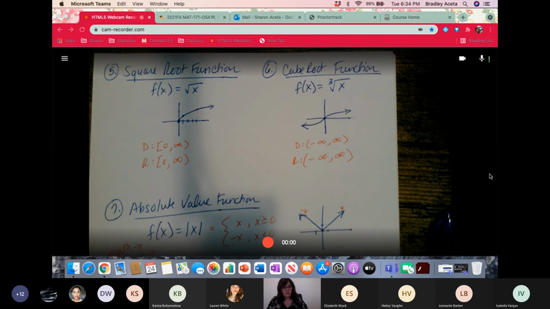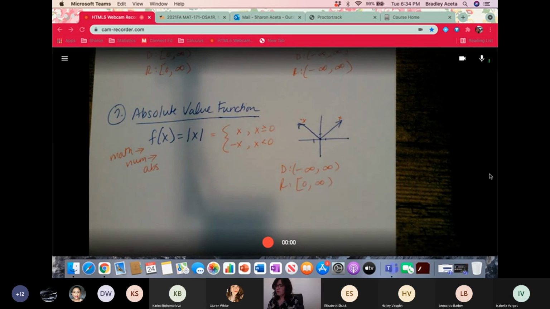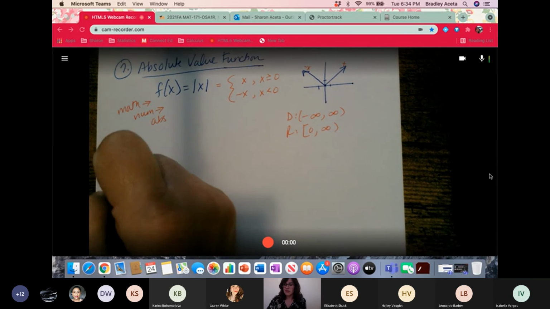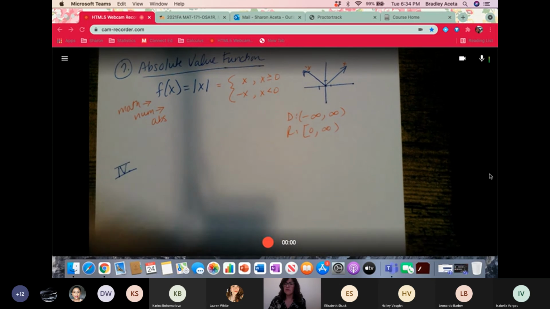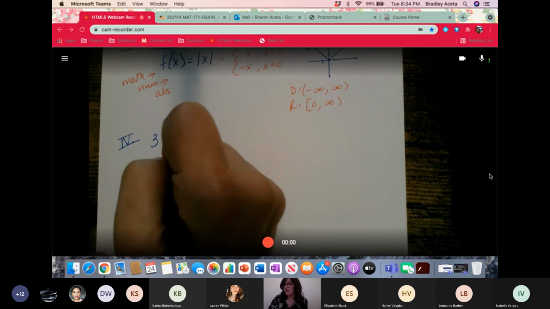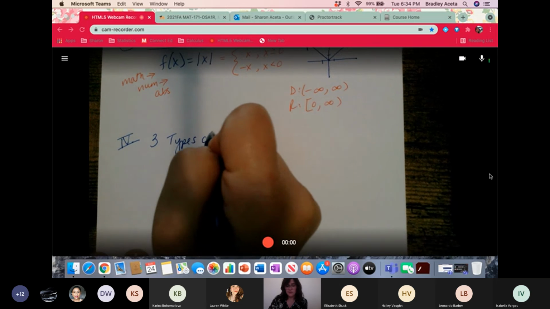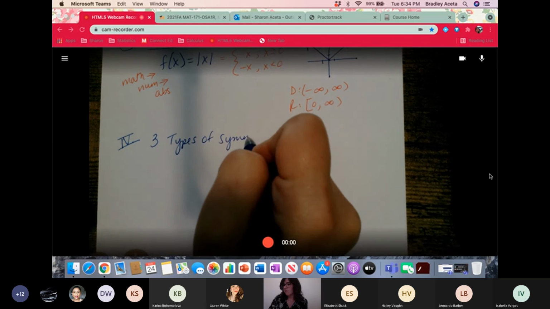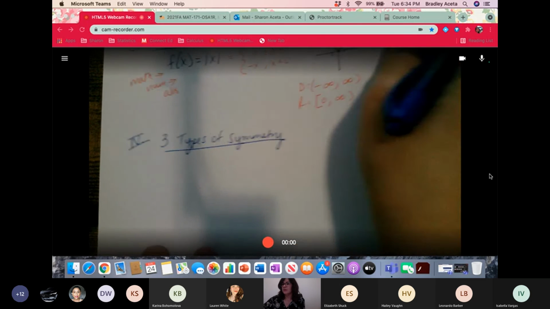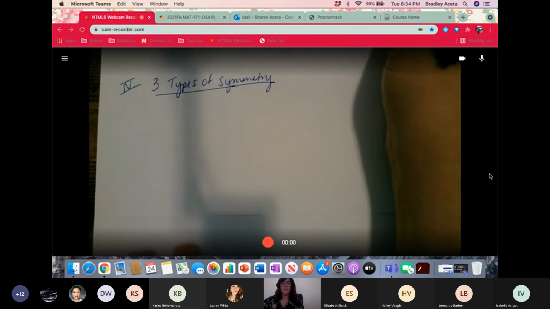Okay, and then we're going to end our lesson on symmetry. A few questions on your homework will be on symmetry. Remember, this is homework number 4. This one right here. All of this will be in one homework section. There are 3 types of symmetry.